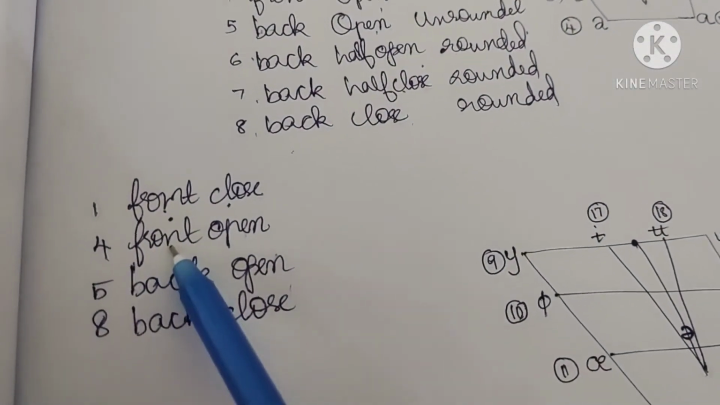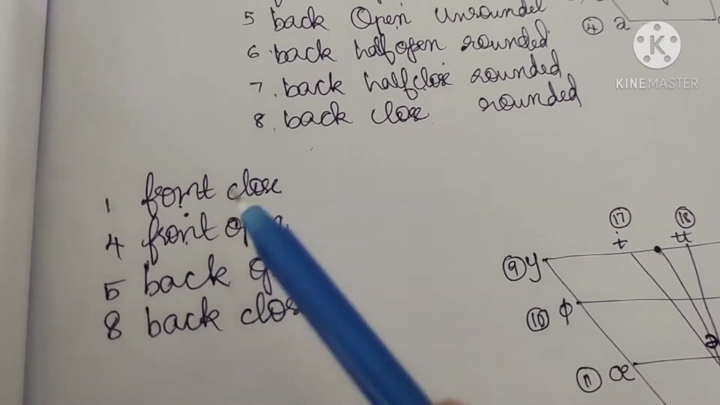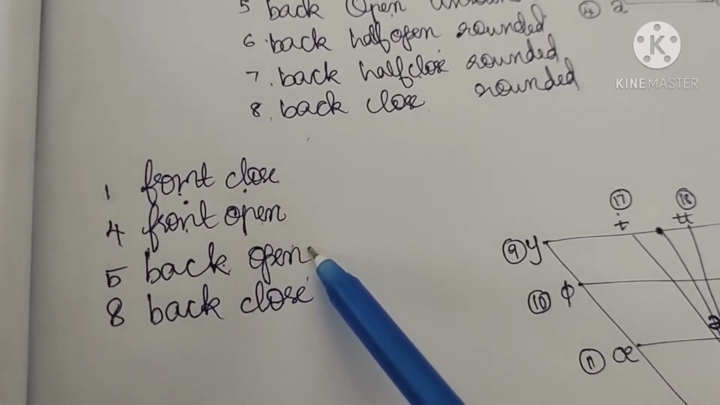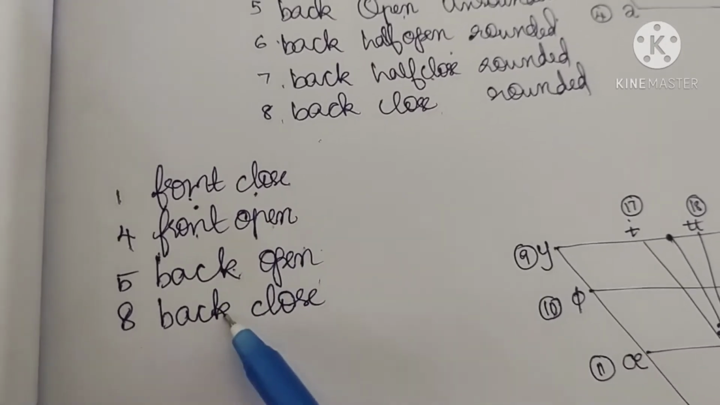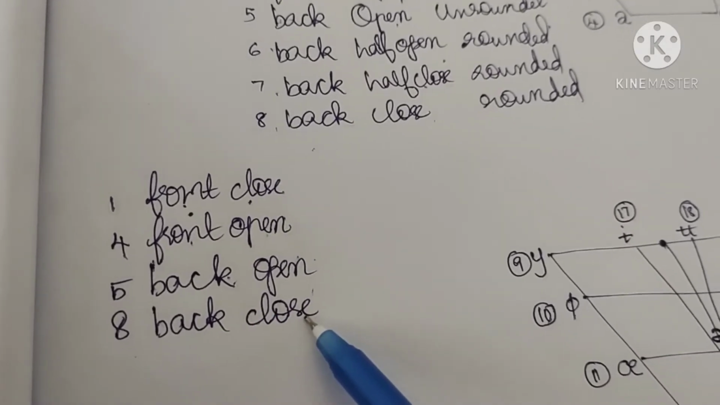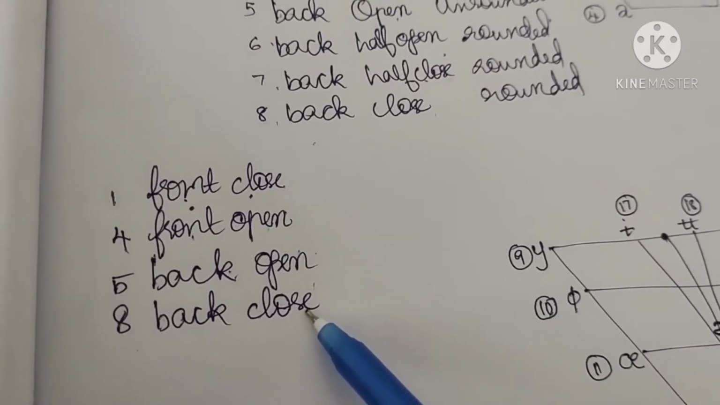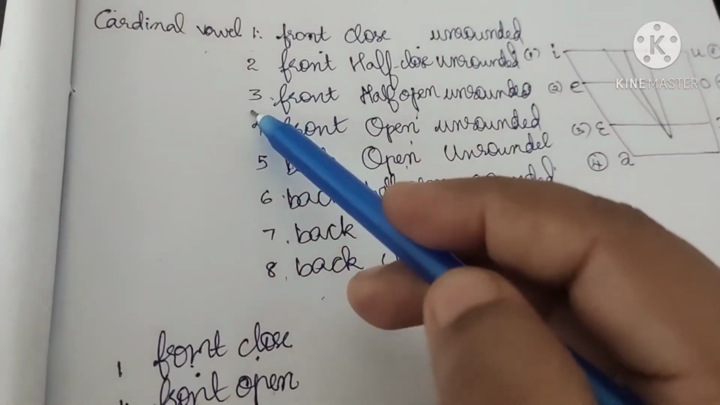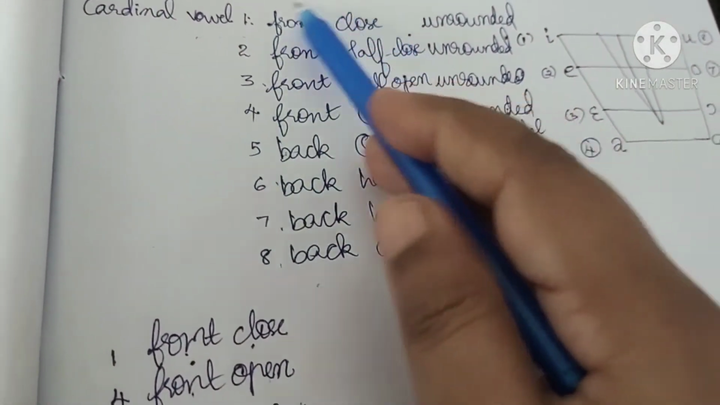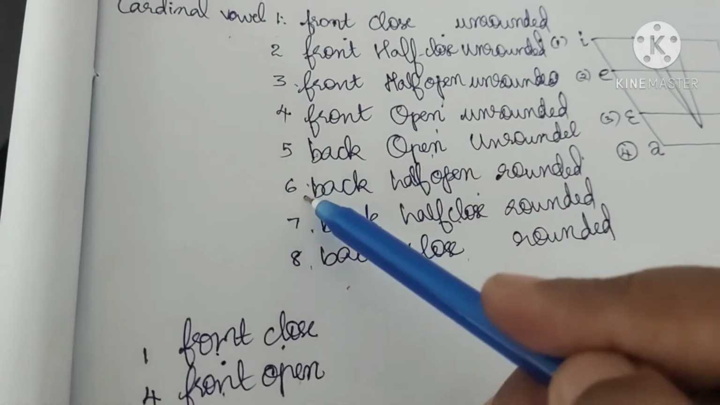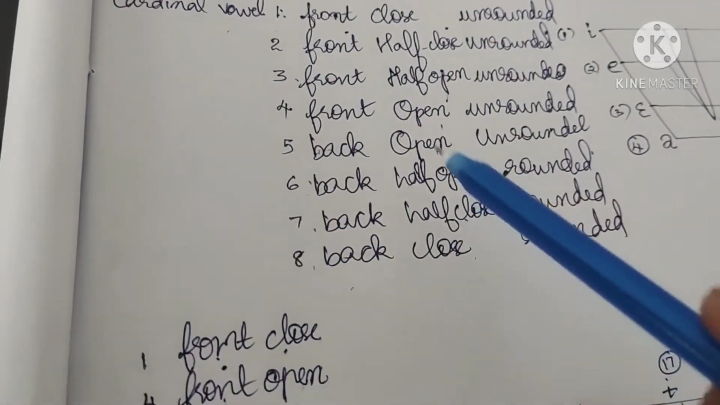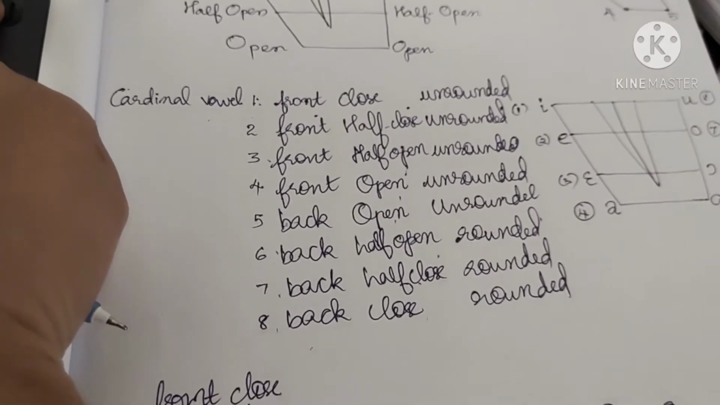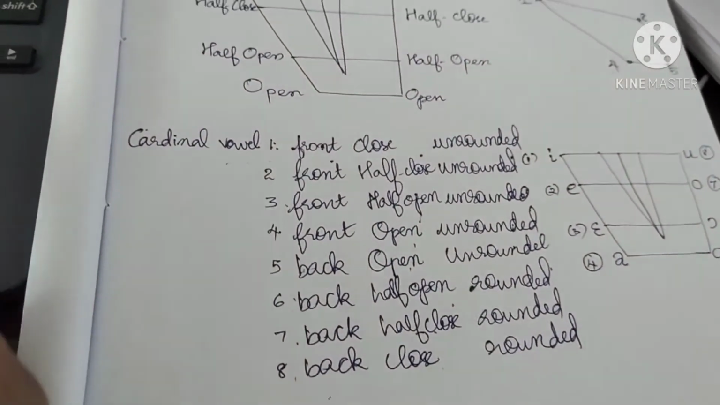4 you can describe as highest degree of frontness and highest degree of openness. 5 we can write highest degree of backness and highest degree of openness. And 8 you can write highest degree of backness and highest degree of closeness. And then you can write this 1, 2, 3, 4. Cardinal vowels number 1, 2, 3, 4 are of the front series, and 5, 6, 7, 8 are of the back series. Easy, right? So you can easily write 5-mark questions or even essay questions using these tricks.